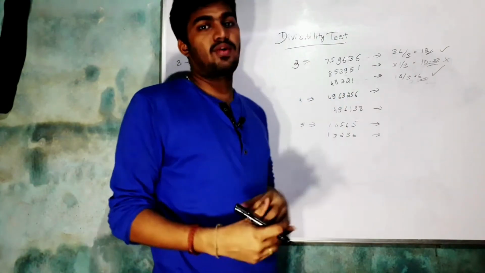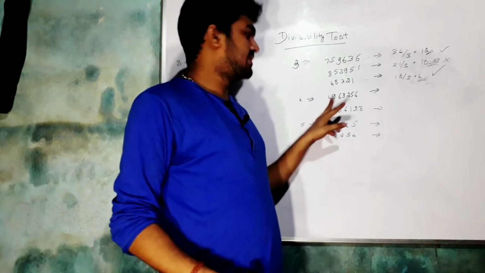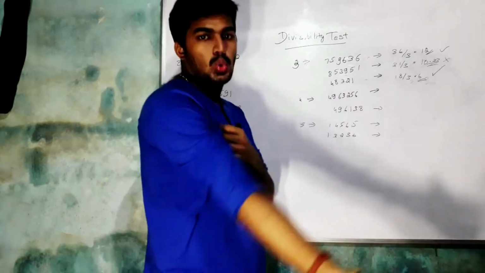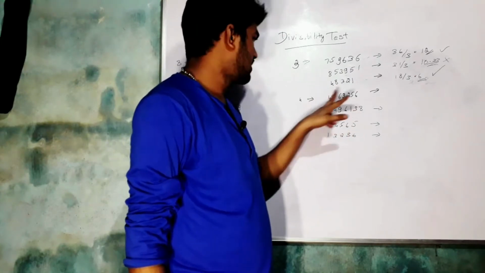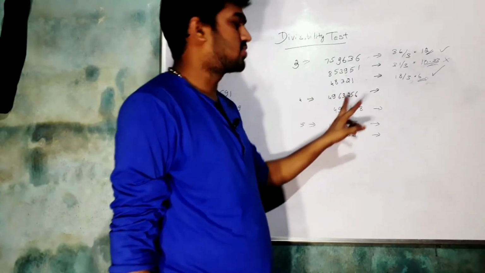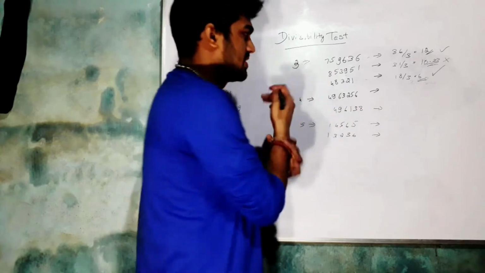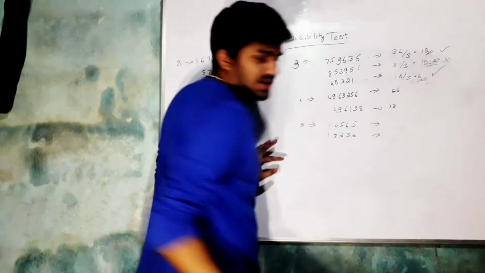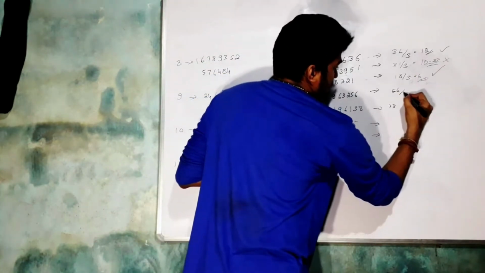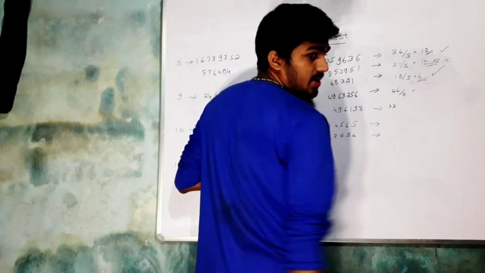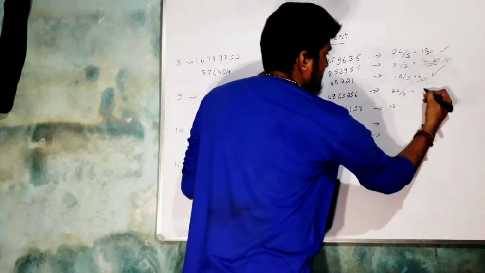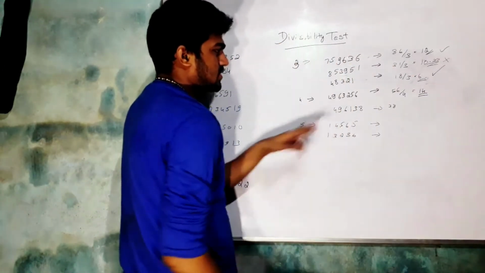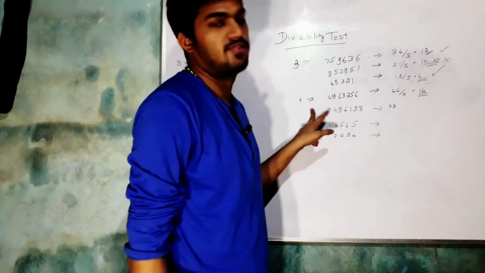So let's go to number 4. Is the number divisible by 4 or not? Let's try that. In this case, for number 4, you have to take the last 2 digits of the number. Here it's 56, here it's 38. Just divide by 4. Is it divisible by 4? Yes, it's divisible by 4. The answer is 14, right? So that means it's divisible by 4.